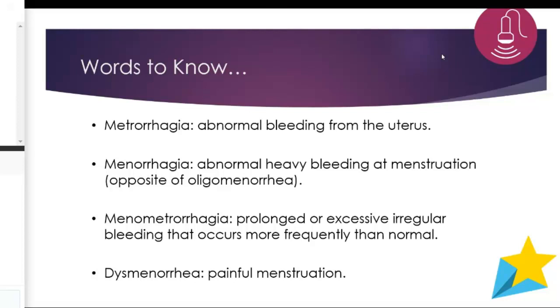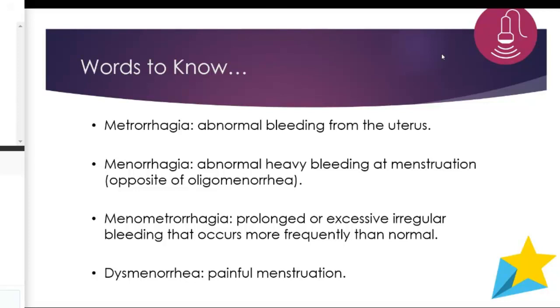Menorrhagia, abnormal heavy bleeding at menstruation. So this is a patient who has periods at the correct time frame, so every 28 days, but their period is extremely heavy, when it's happening.